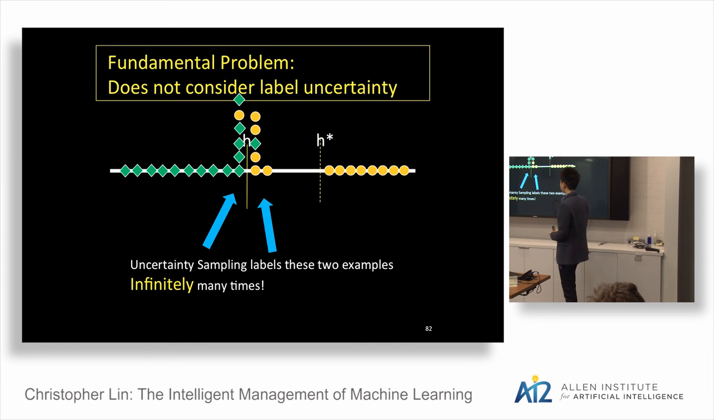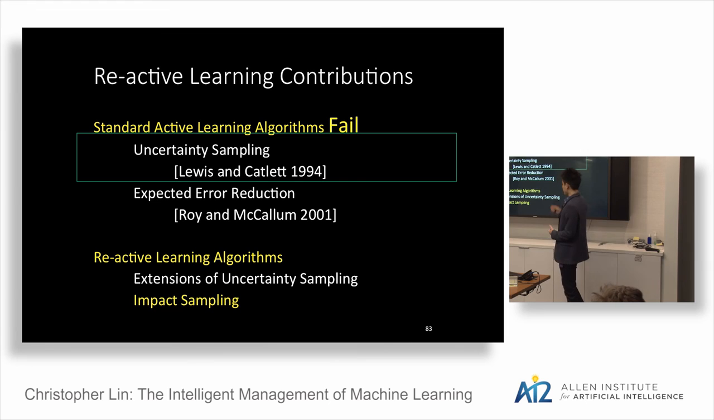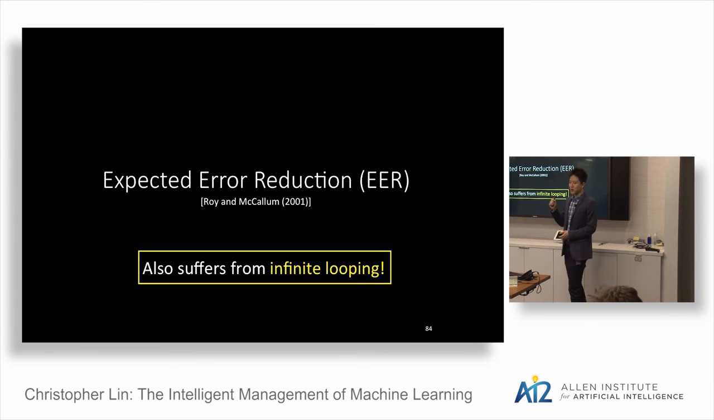So what is the fundamental problem? The fundamental problem here is that uncertainty sampling doesn't consider label uncertainty, right? It considers the uncertainty of the classifier, but it doesn't consider the information that you got from the labels themselves. So that's why uncertainty sampling fails. Expected error reduction also fails for almost the exact same reason. And I won't get into the details here, but you're free to ask me later.